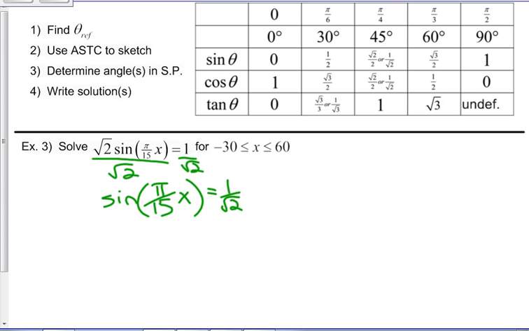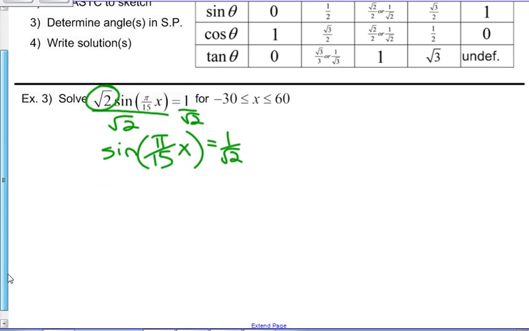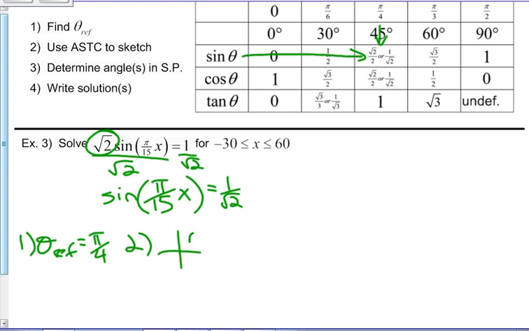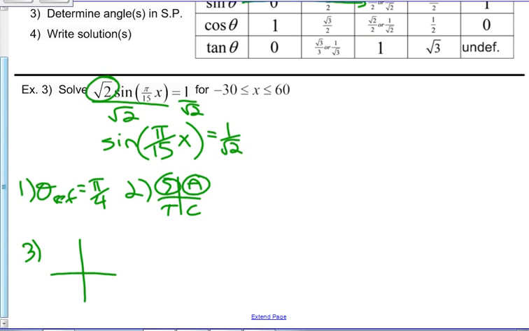Okay, and you might say, whoa, whoa, whoa, you just divided something before you found the reference angle. Yeah, but I divided something that was on the outside of the trig expression. I can't do anything about that pi over 15 yet. It's on the inside of the angle. So now that I've got sine isolated, I find my reference angle, do all my regular stuff. Theta ref is pi over 4. It's positive, so sine is positive in these quadrants. I'm going to sketch it. That'll give me answers of pi over 4 plus 2 pi n, and the other one would be 3 pi over 4 plus 2 pi n.